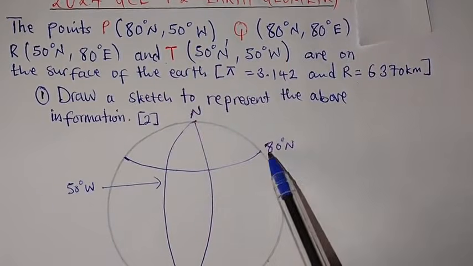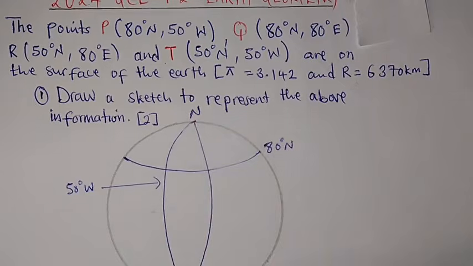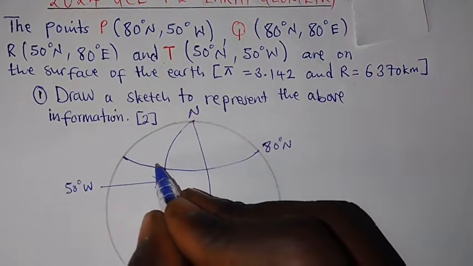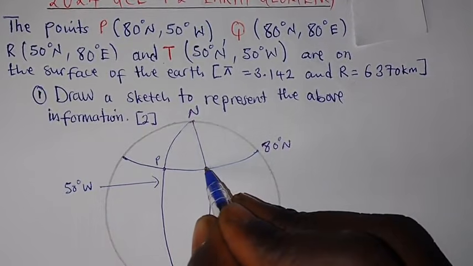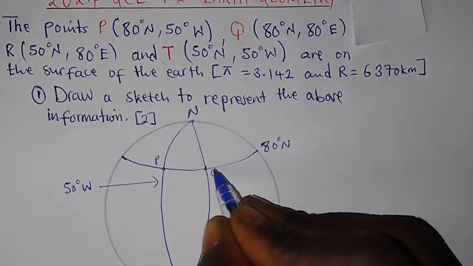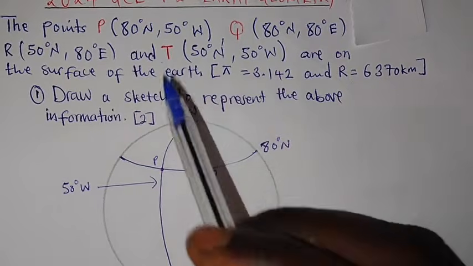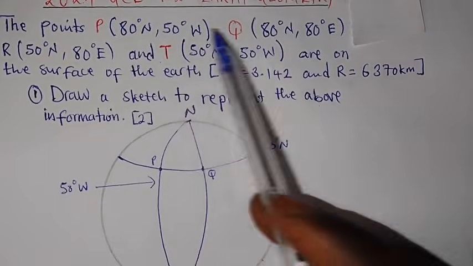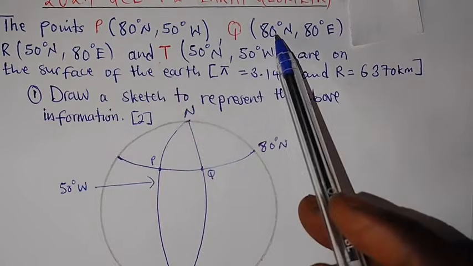Okay, now having identified this longitude and this latitude, you can put our points. We can say here we are going to have point P, and here we are going to have point Q. Okay, when you look at P and Q, they are sharing the same what? Latitude, 80 degrees north, 80 degrees north.